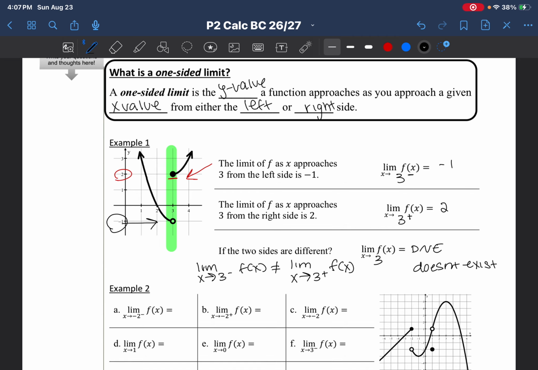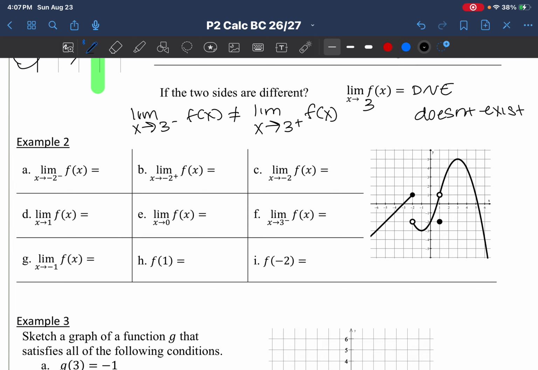So in example 2, it gives us a graph and it wants us to answer all the following. Let's start with this one, -2. So -2 is here. And this one says -2 from the left. So -2 from the left is going to be 1. Now let's look at -2 from the right. So -2 from the right is -2, because look at this function down here, it's approaching down here. So since the limit from the left does not equal the limit from the right, the limit overall of -2 is D and E, does not exist.